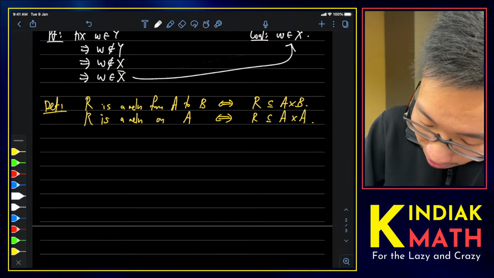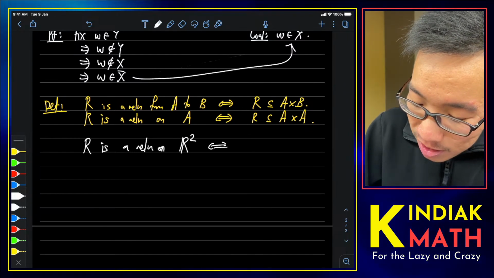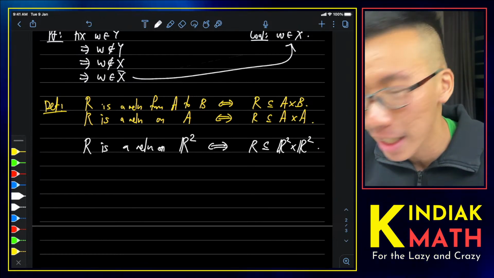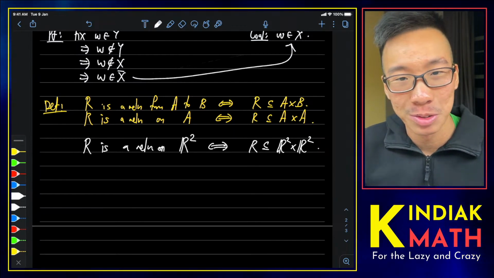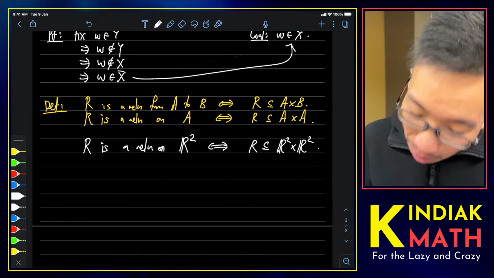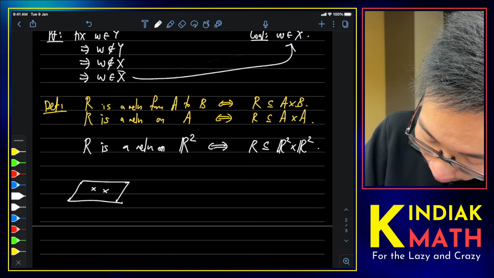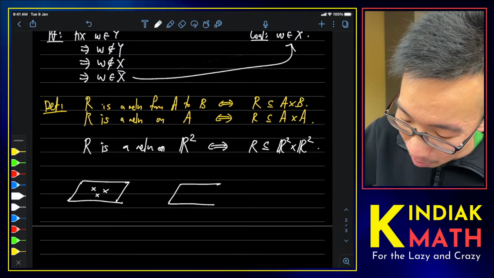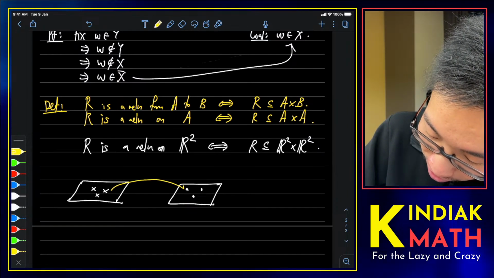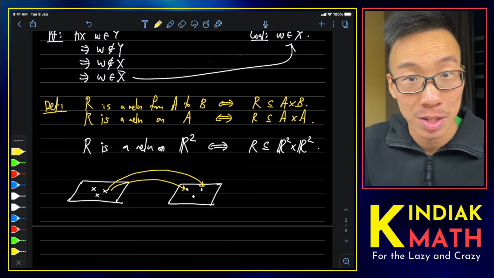So in particular, we say that R is a relation on R squared precisely when R is a subset of R squared cross R squared. Now what that may look like geometrically, some people might try to extend this to 4-dimensional space, which is a little bit difficult to visualize. I can't do it. But I think of it this way: here are some points in 2-dimensional space. Here are some other points in 2-dimensional space. And R represents the different arrows that one could connect from one space to the other.